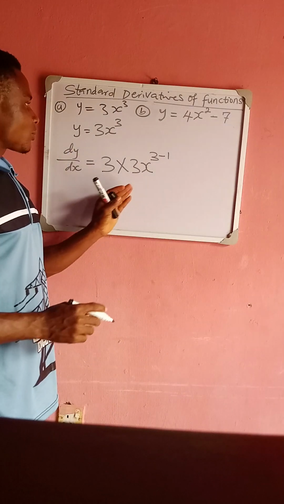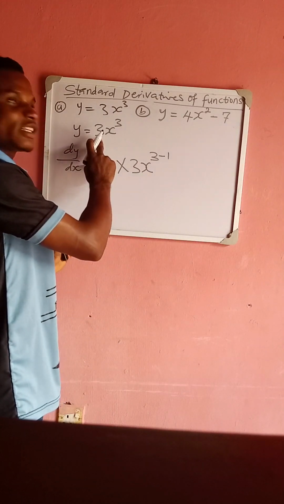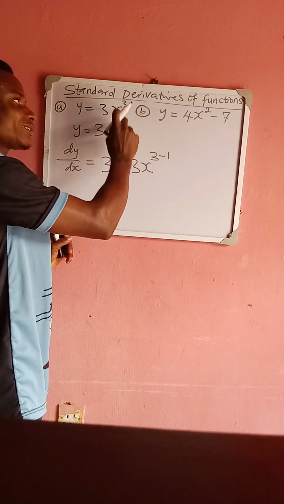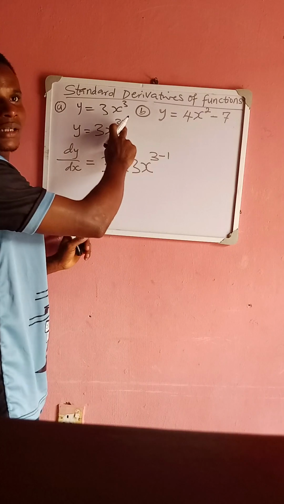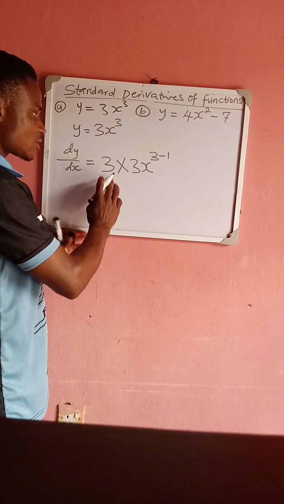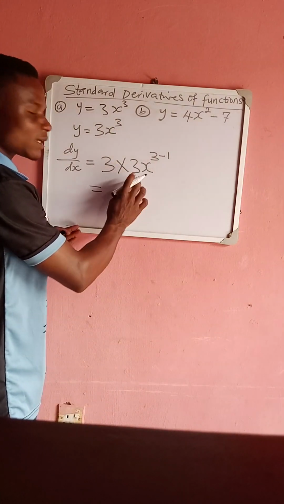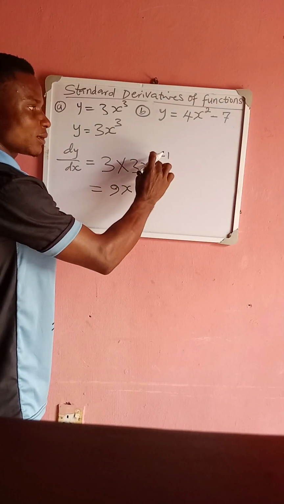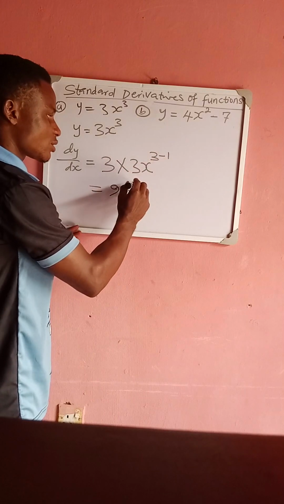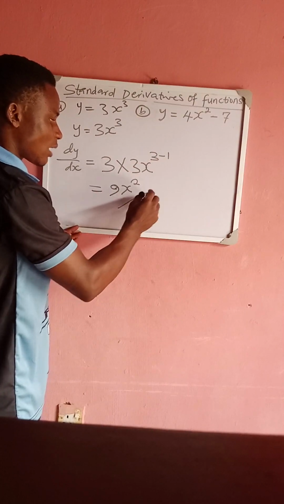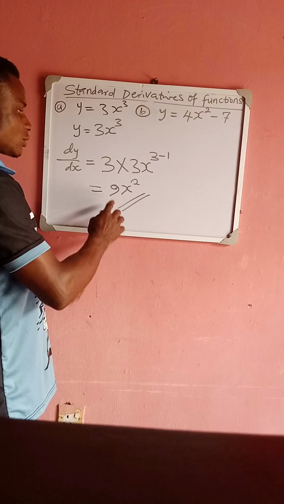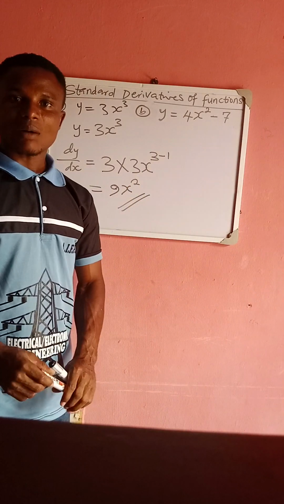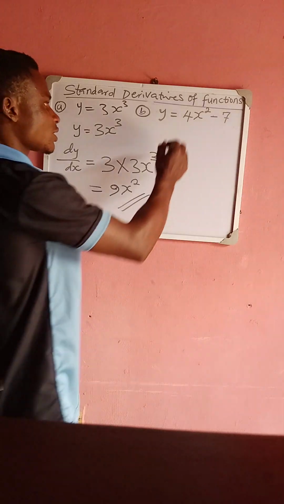Where 3 is a, and we have our x, then n is 3. Then we subtract 1. Solving this now, 3 multiplied by 3 is 9, then we have x, and 3 minus 1 is equal to 2. So our answer is equal to 9x raised to the power of 2. That is our answer. Then we go to the second one.